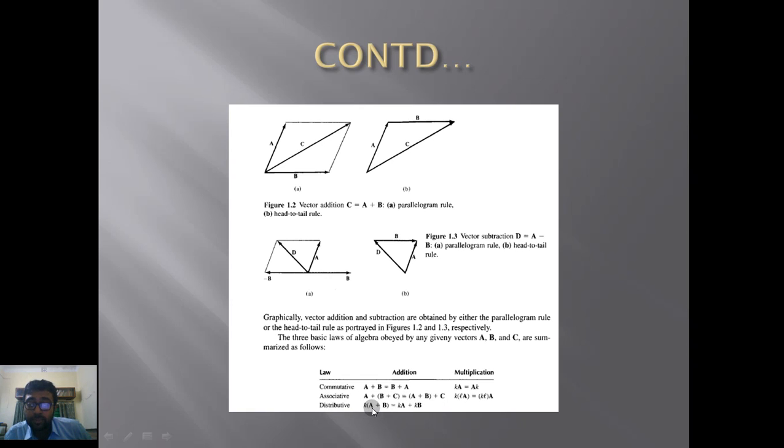And in the case of the distributive law, if we multiply A plus B with a magnitude, suppose this is a magnitude k or l, anything, and we multiply it with A plus B, we will get kA plus kB. This is the distributive law, this is the associative law, and this is the commutative law. Okay, so let's go to the next slide.